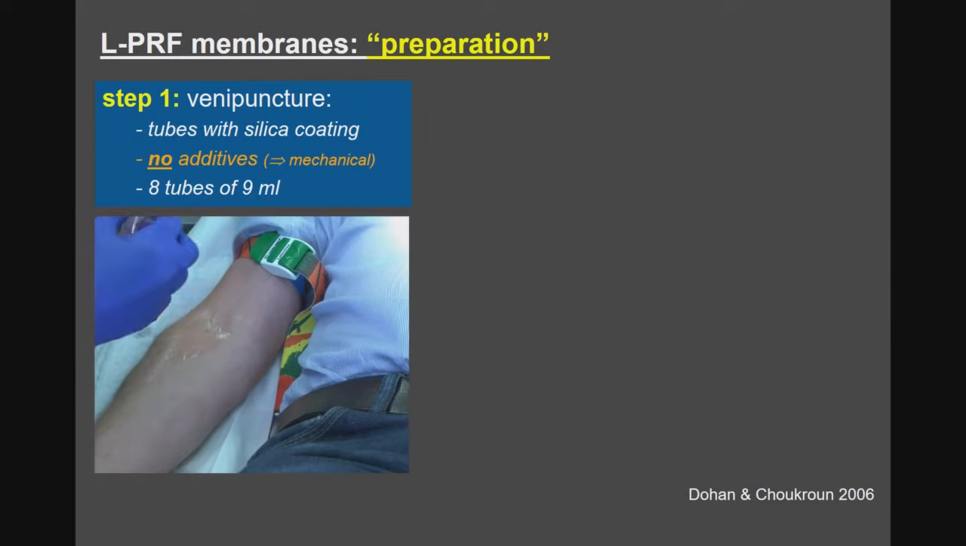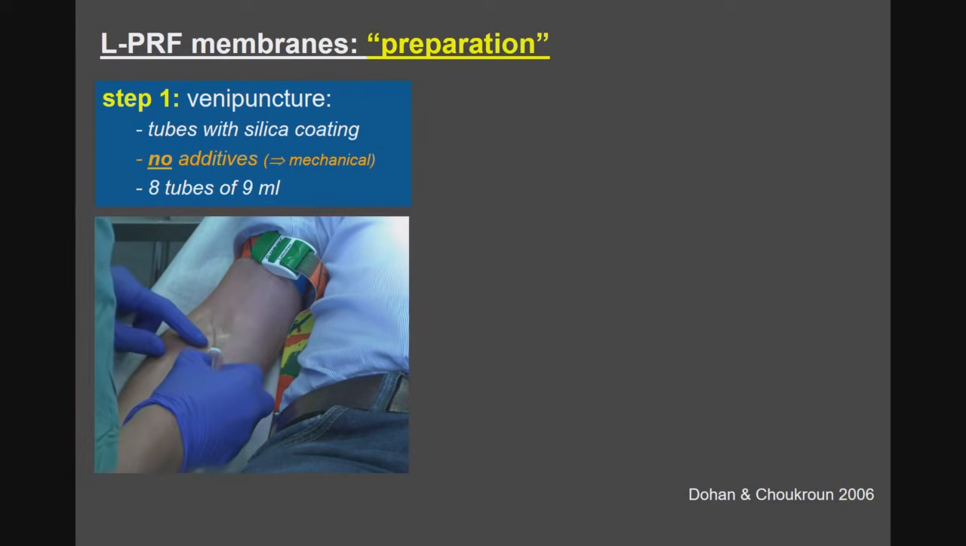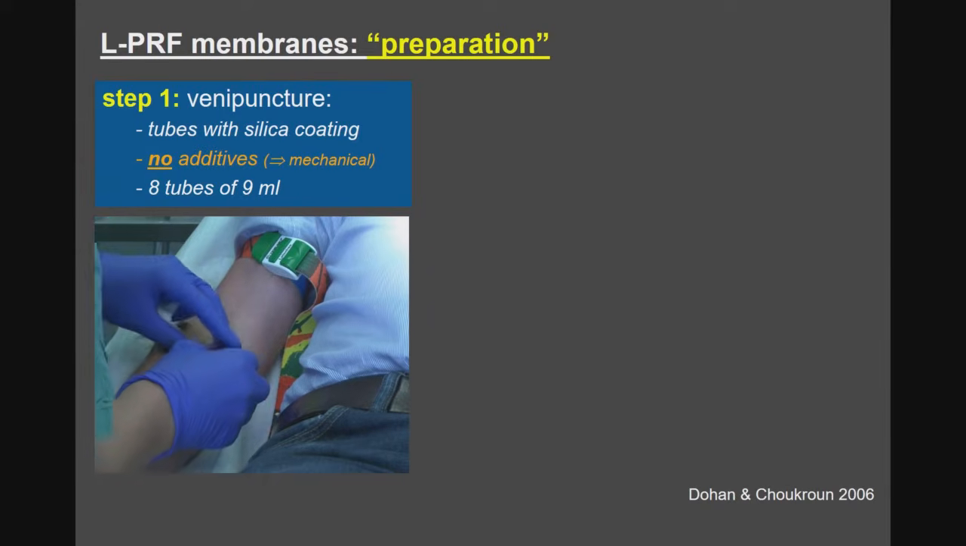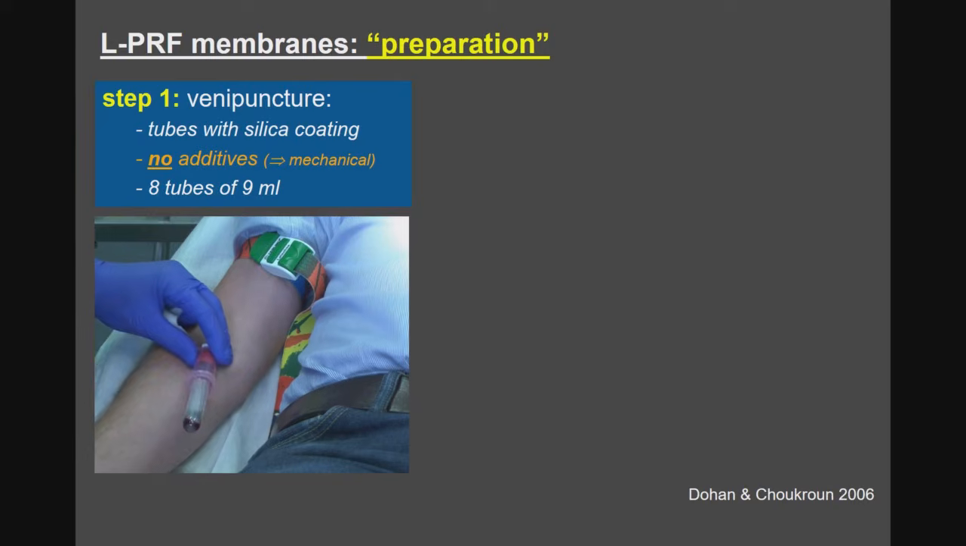But perhaps for those who are not so familiar with LPRF, how to prepare it. The preparation is in fact extremely simple. First, we have to draw blood from the patient, like your physician will do when you go for a blood analysis. But in this case, we are going to use special tubes with a glass coating on the inside.